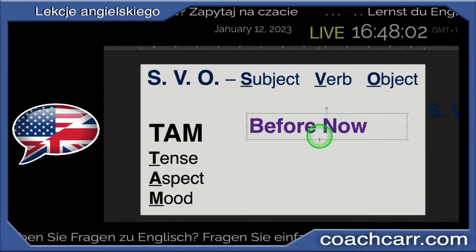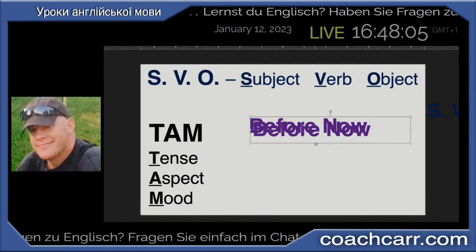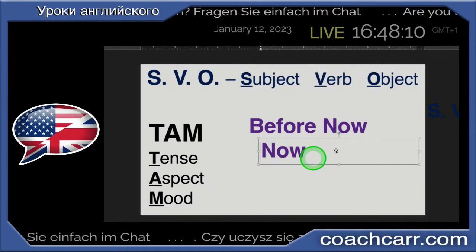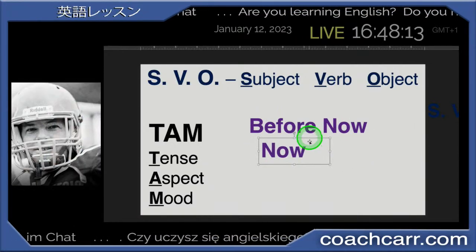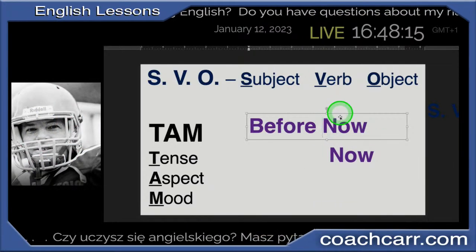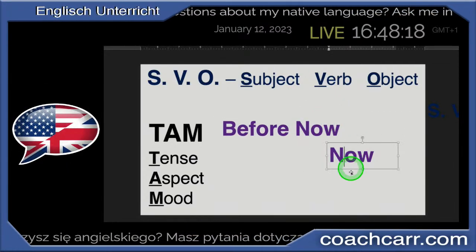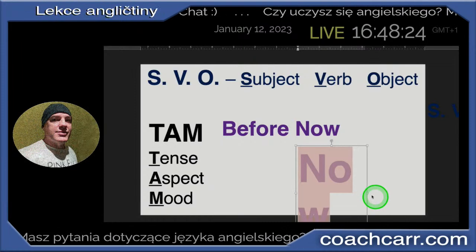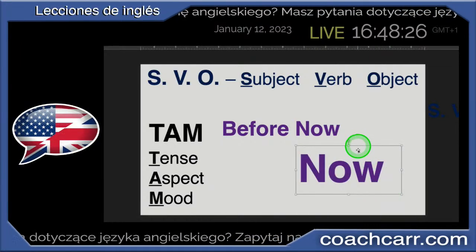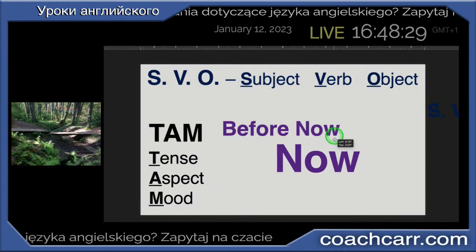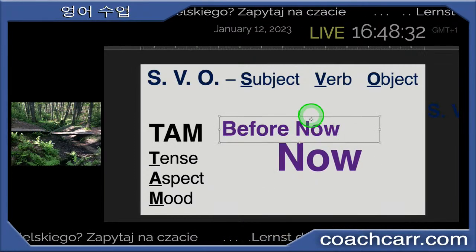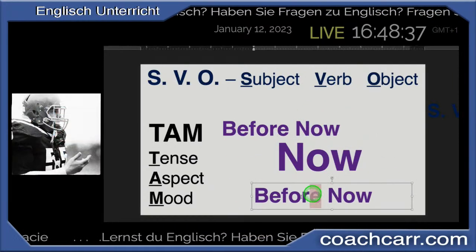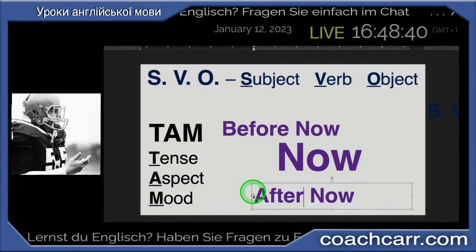There's before now. And then there is now. And really, this is all there is, right? Because before now is gone. That's in the past. So let's make now bigger. Now is always now. Right? It's always now. So there's before now, there's now, and then there's after now, the future.